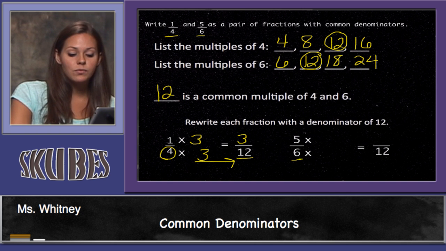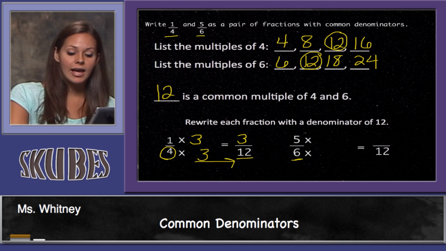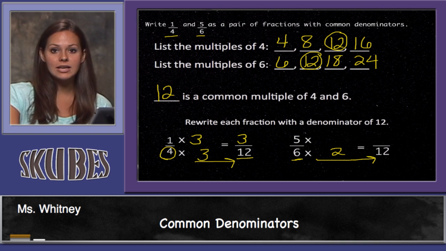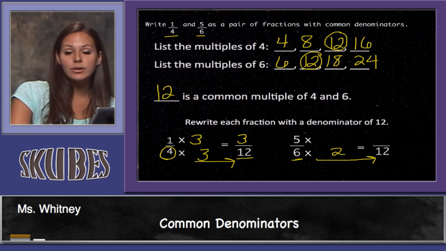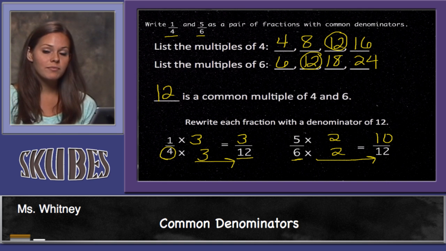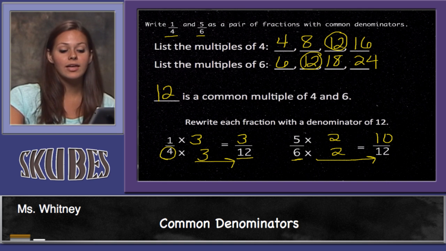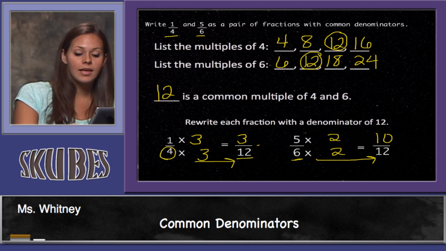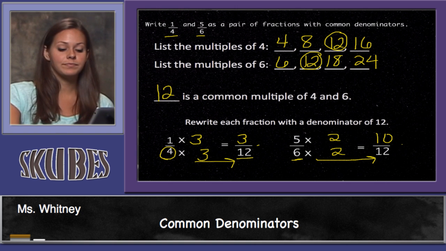I need to ask myself, what can I multiply 6 by in order to get to 12? I know that 6 times 2 is equal to 12. I'm going to multiply my numerator by the same number. 5 times 2 is equal to 10. Now I've made both of my fractions a fraction with a denominator of 12. I have 3/12 and 10/12.